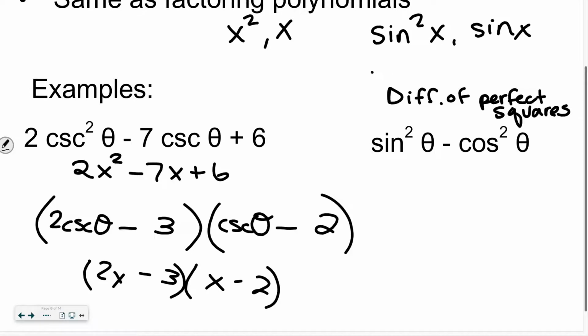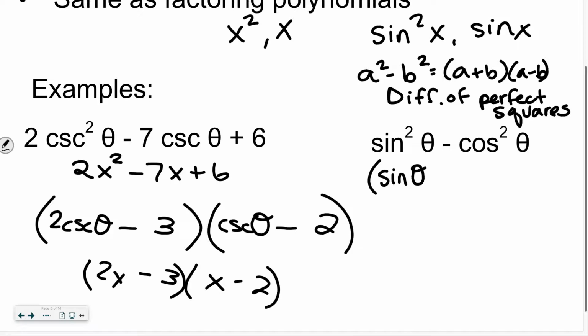So in a difference of perfect squares, like a squared minus b squared, that factors to be a plus b, a minus b. Think about how you factor x squared minus 25? x plus 5, x minus 5. So when we factor this, we'll have sine theta plus cosine theta times sine theta minus cosine theta.